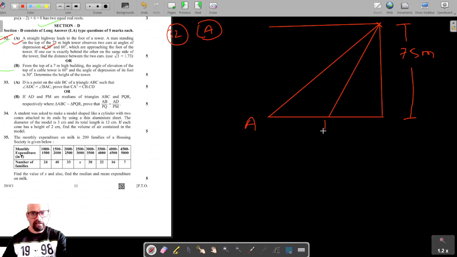Let's say it's car A and car B on the highway. So it makes an angle of depression of 30 degree with the first car and angle of depression of 60 degree with the second car. So this horizontal is parallel to the ground. So these are the alternate angles, equal: 30 and 30, and 60 and 60. So this is the rough sketch, and now one car is exactly behind the other, and they are approaching the foot of the tower.